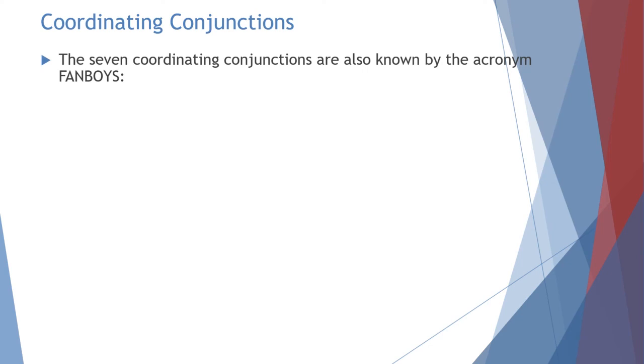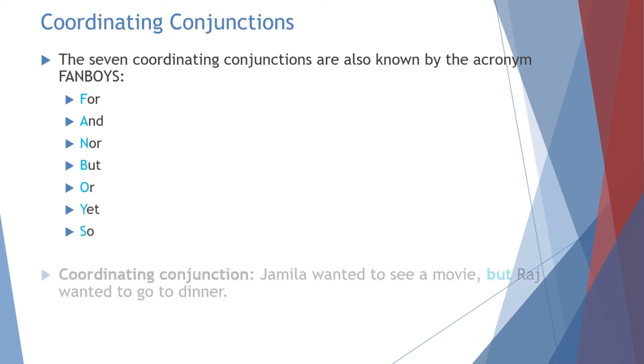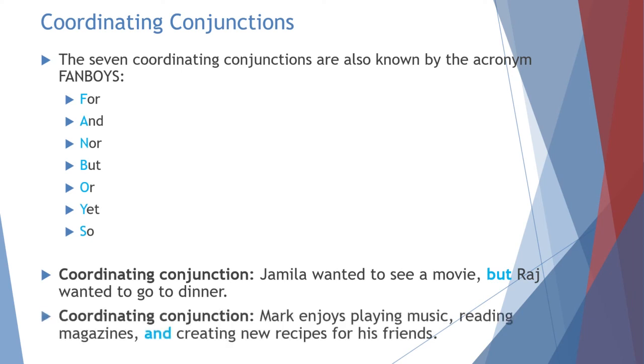There are seven primary coordinating conjunctions that are also known by the acronym FANBOYS: for, and, nor, but, or, yet, so. Here's an example. Jamila wanted to see a movie, but Raj wanted to go to dinner. Mark enjoys playing music, reading magazines, and creating new recipes for his friends.